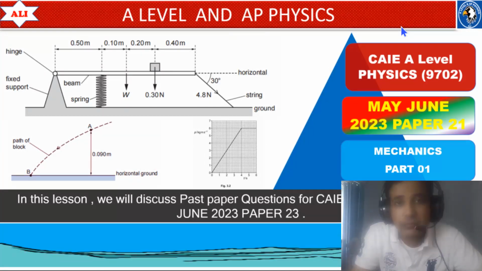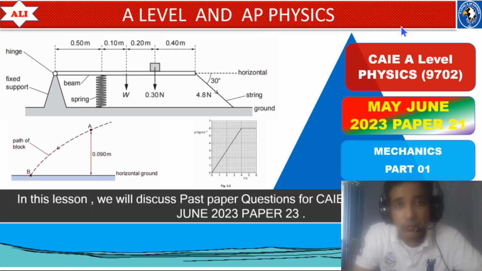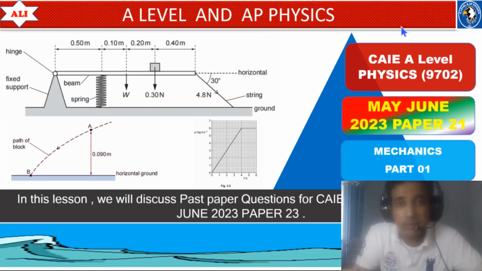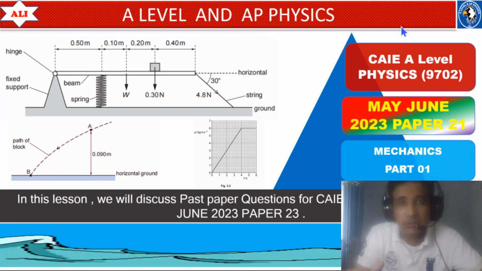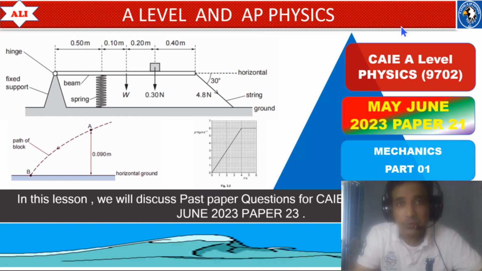In today's lesson, we will discuss past paper questions from May-June 2023, Paper 2, Variant 1. This is the second paper from the May-June 2023 exam series. As always, we will discuss these questions in detail so you can improve your conceptual understanding of AS Physics, and also have a better understanding of these questions.